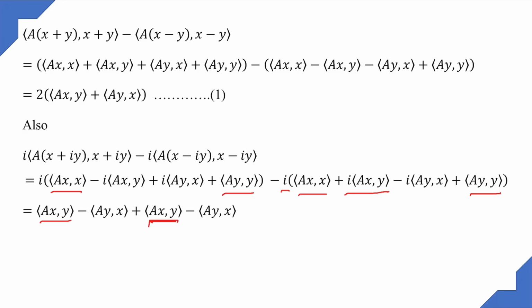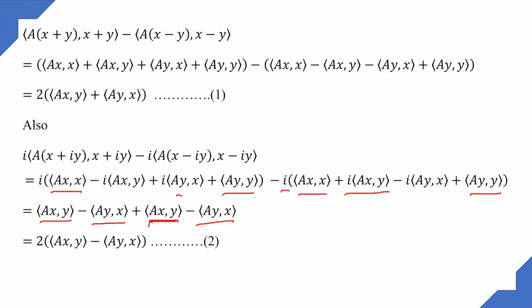Then I times I inner product ayx means plus I squared inner product ayx, which is minus of inner product ayx. Similarly here also we have minus of inner product ayx. Thus this is 2 times inner product axy minus inner product ayx. We will add 1 and 2 together.